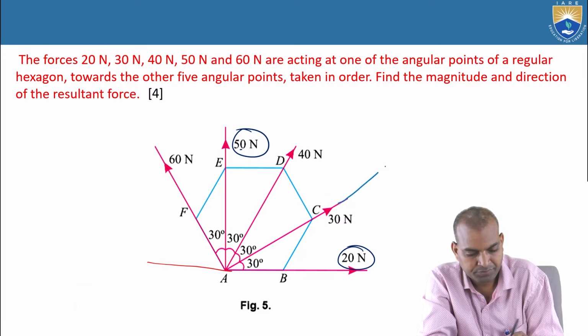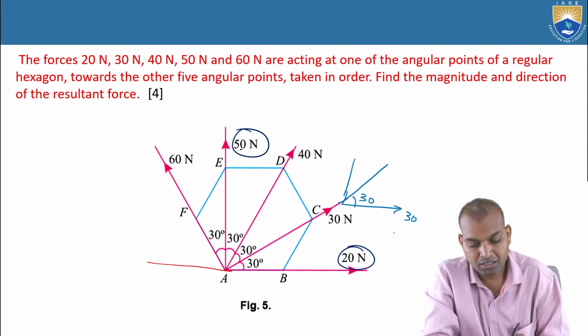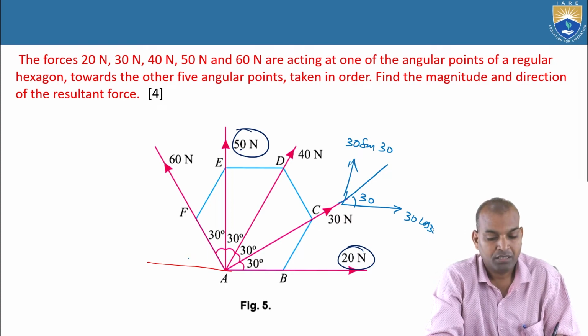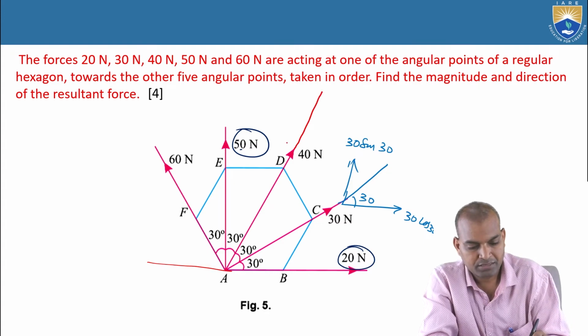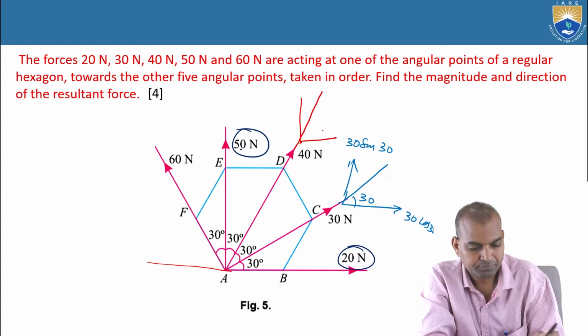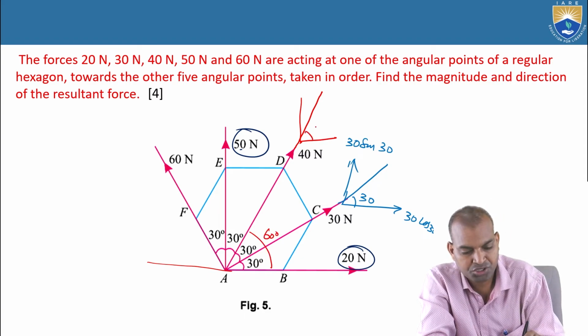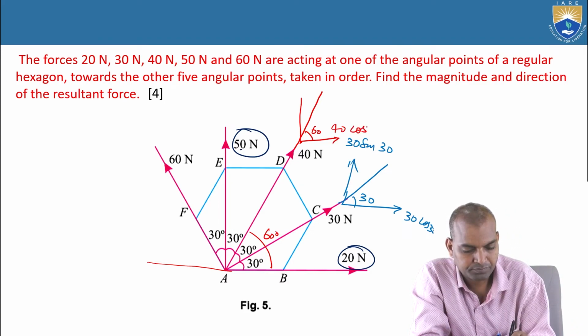The 30 newton force: the angle is 30 degrees, so the horizontal component is 30 cos 30. Draw parallel and vertical lines, and the vertical component is 30 sin 30. For the next one, you can take another force and make a parallel, vertical extension. The angle with the horizontal axis, how much? It becomes 60 degrees. Then the horizontal component is 40 cos 60 and the vertical component is 40 sin 60.